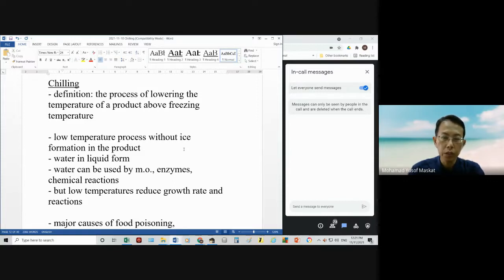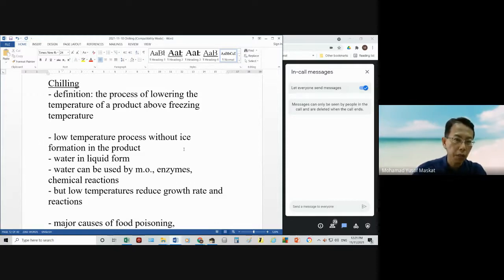So it is still in the liquid phase. When it is in the liquid phase, it means that it can be used by all the threat factors. It can be used because in order for water to be of benefit to the threat factors, it has to be in the liquid state. If it is in the solid state, then it cannot be used. It cannot benefit the threat factors.